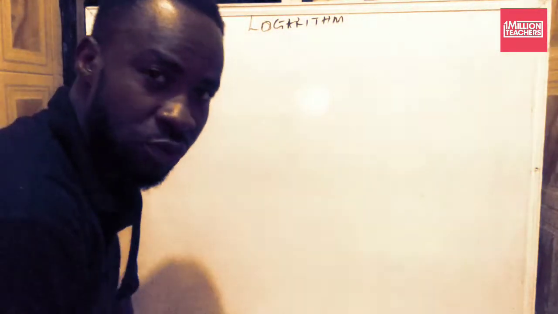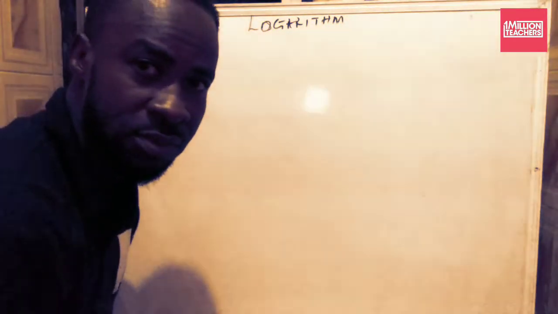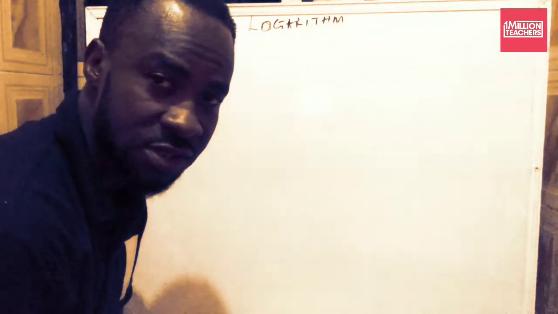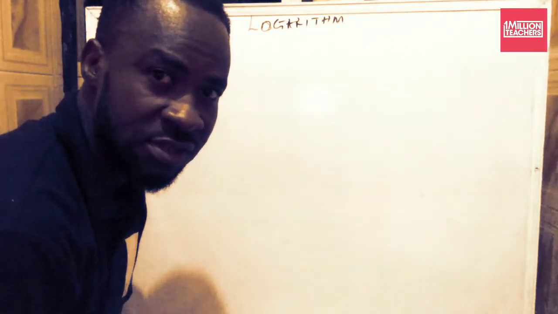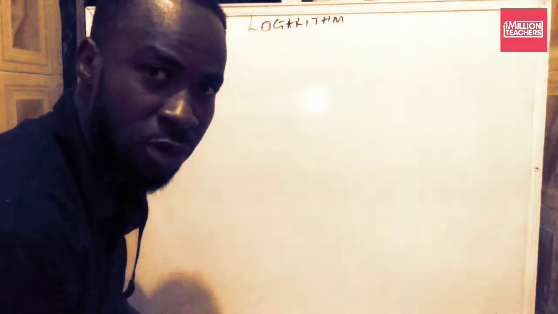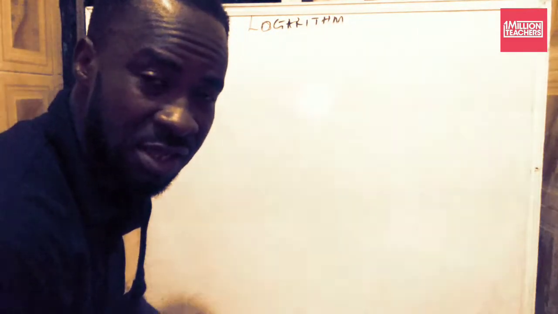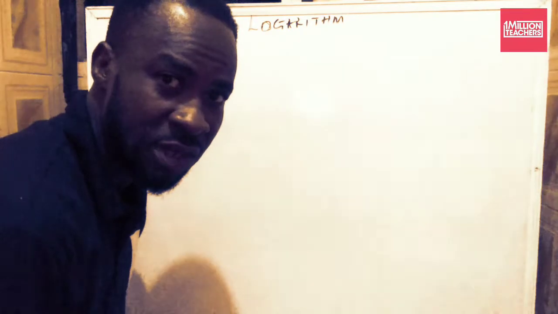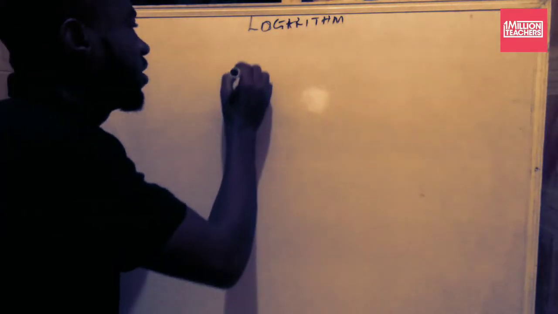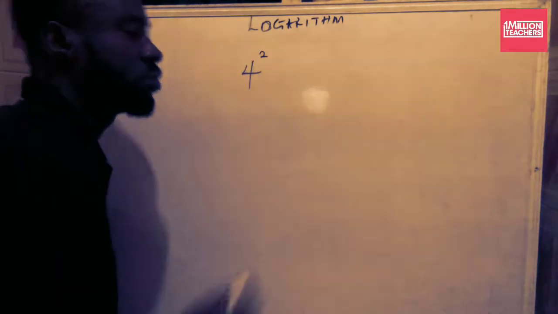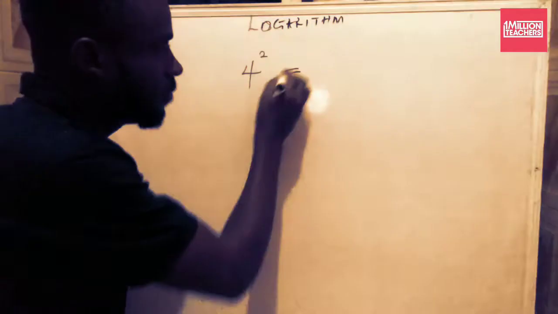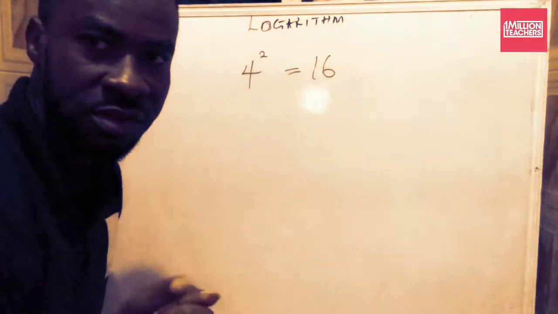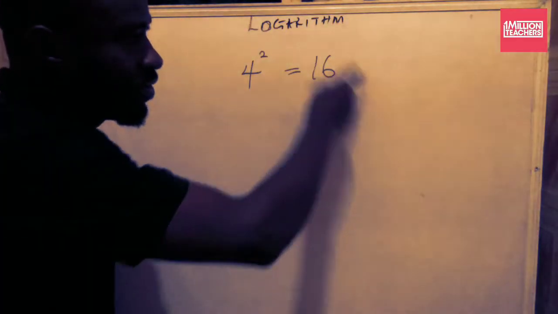Now, recall that in my last video, I talked about logarithm, and I said that logarithm is the inverse function of indices, in the sense that it tries to define the power of a particular number that gives another number. So for example, if I write 4 raised to the power of 2, we know that 4 raised to the power of 2 will give us 16. Now, I know this is an expression, this is an equation.